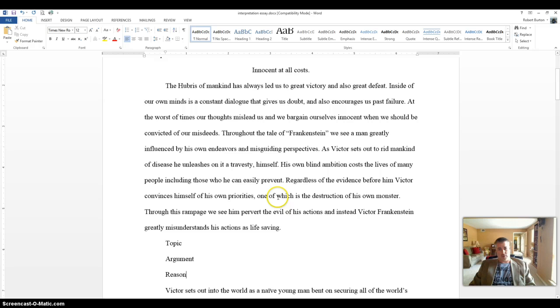Destruction of his own monster, okay. But what's the argument? It could be that he convinces himself of his own priorities, but that's not really clear enough. Through this rampage, we see him, this could be he perverts the evil of his action, and instead, Victor Frankenstein greatly misunderstands his action and saving. That's why I think this is what he wants to be the thesis, but I don't think the topic is clear enough that he wants to talk about. The argument may be, and this may be where he's headed for reason, but I would say we want that vastly clarified, not only for us, the reader, but for the writer to know what it is he's trying to accomplish. Alright, so there's that one.